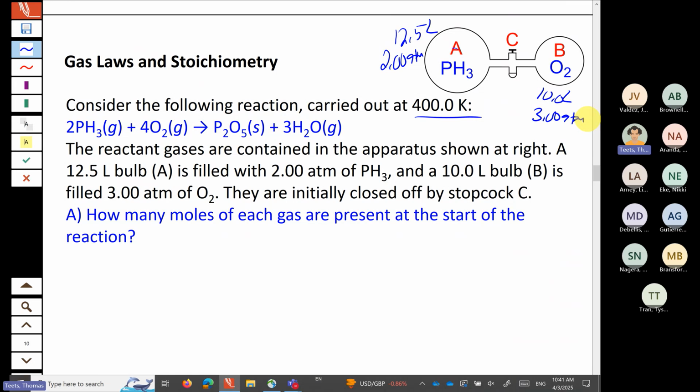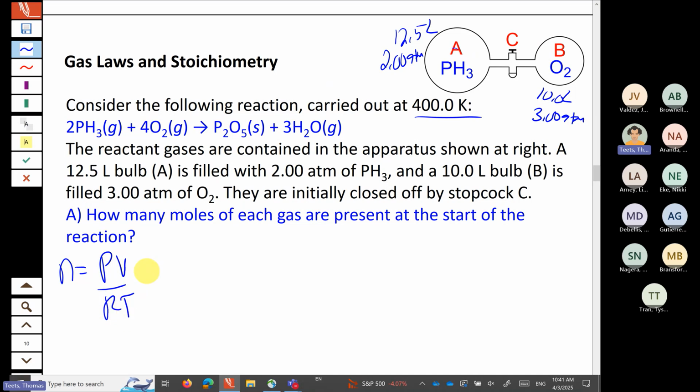Then they're joined together by this valve here, C, which is just a little glass valve that you can turn, and you open up that valve and allow the two gases to mix together and react. So the first question here, we're going to take this in parts, is how many moles of gas are present at the start of the reaction? As we talked about, if we're doing a gas phase reaction, we can use PV equals nRT. If we know the pressure, volume, and temperature of the gases, we can solve for the number of moles just by rearranging that equation.